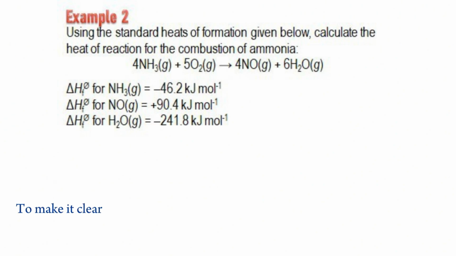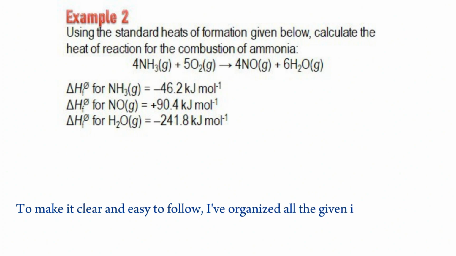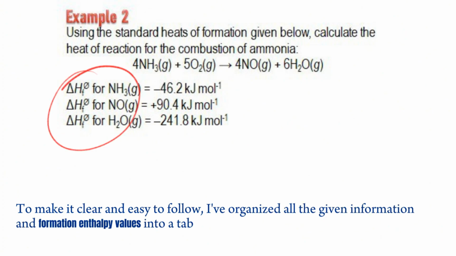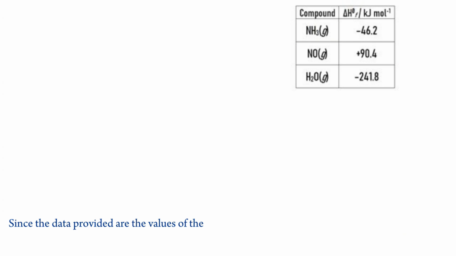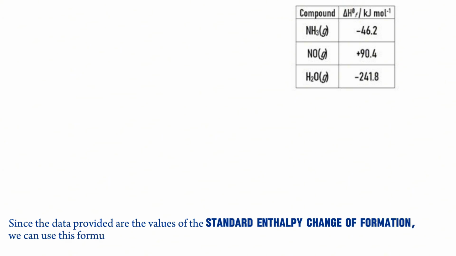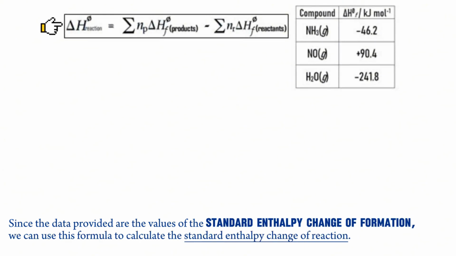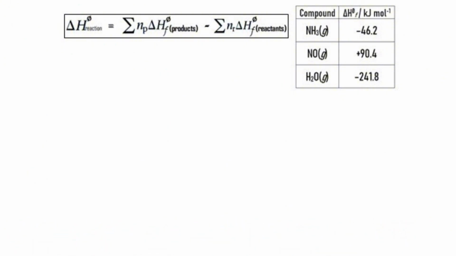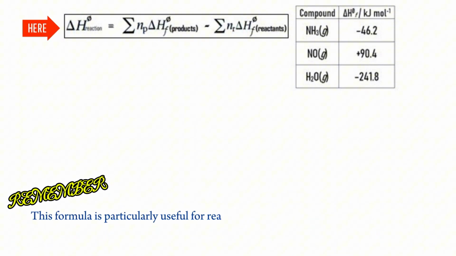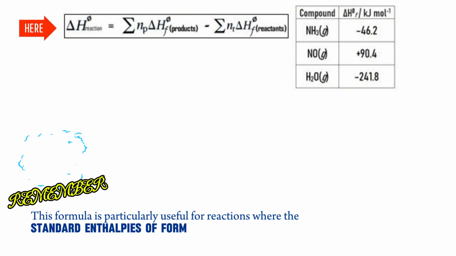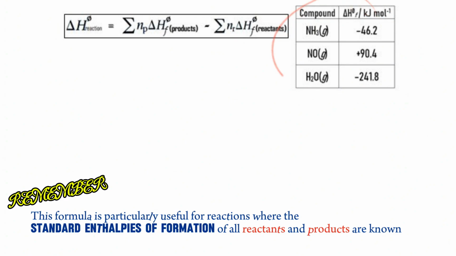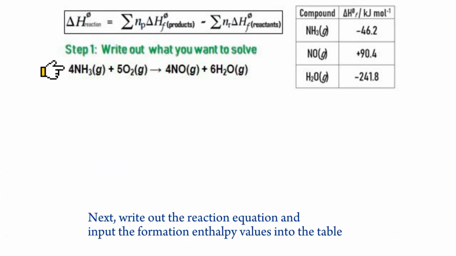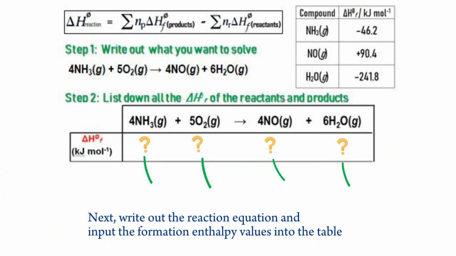To make it clear and easy to follow, I've organized all the given information and formation enthalpy values into a table like this. Since the data provided are the values of the standard enthalpy change of formation, we can use this formula to calculate the standard enthalpy change of reaction. This formula is particularly useful for reactions where the standard enthalpy change of formation of all the reactants and products are known. Write the reaction equation and put the enthalpy values into the table.